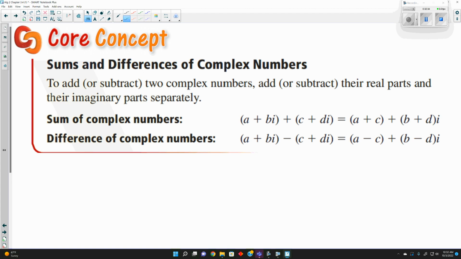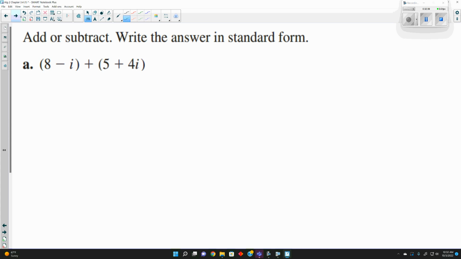So then you would just do 8 plus 5, negative 1 plus 4. So looking at this here, we have 8 minus i plus 5 plus 4i, yes? Because it's plus, we can just drop the parentheses in both cases, yes? So we're saying we have 8 minus i plus 5 plus 4i, yes? Well, what are our real parts? 8 and 5. So we're saying we have 8 plus 5 plus 4i minus i, yes? I've grouped the ones that are the same, the like terms.